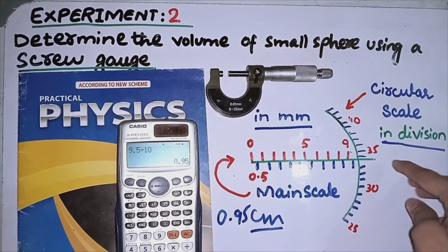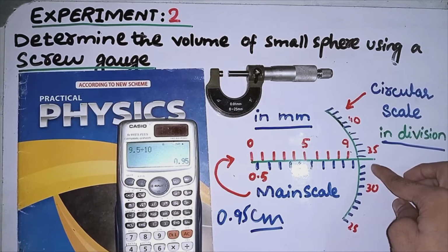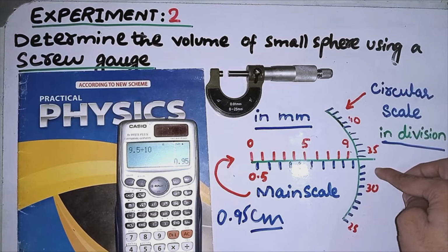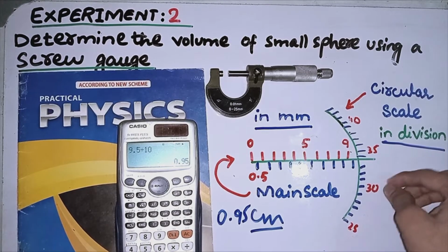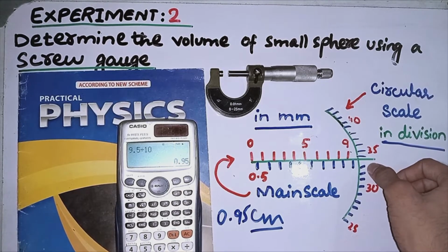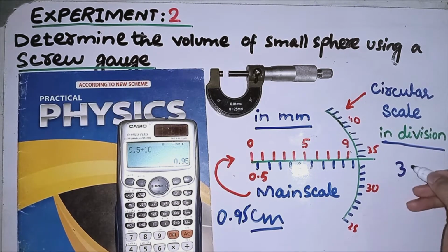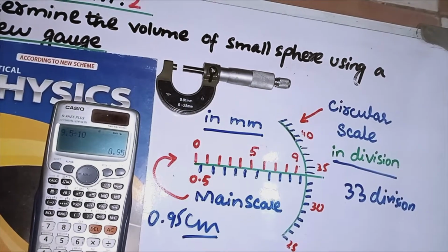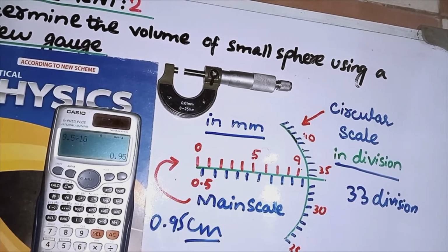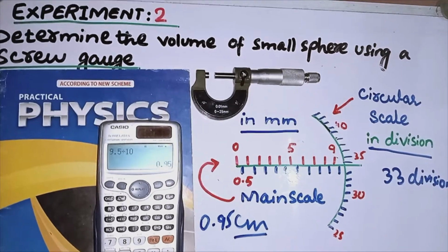One more thing, if this reference line is not coinciding with any division of the circular scale, you will take the previous reading. For example, right now you will take 33. So what will be the reading of the circular scale? Reading is 33. Is there any unit of this scale? No. So what will we write here? Division. Okay, we will write division over here. I hope you all are clear up till now.